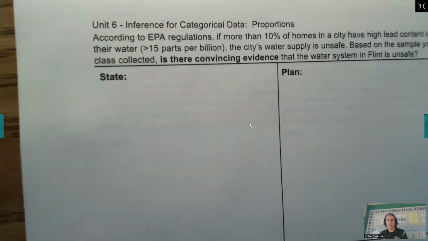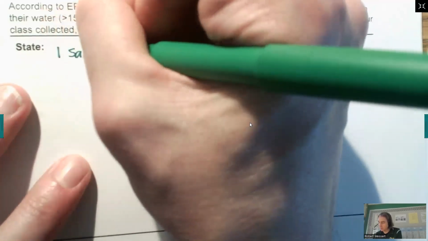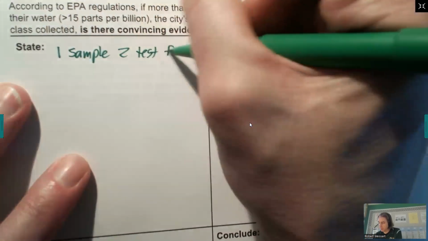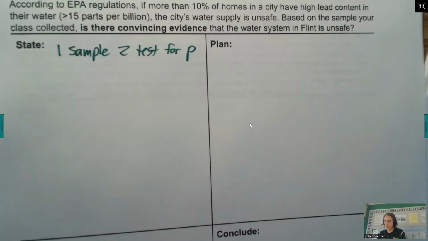When we're going through the state, plan, do, conclude process, we always want to make sure we set up hypotheses first and name the test. You can name the test under plan. I like to name it under state. So this is just a one sample Z test for P. Your calculator says one prop Z test, but you'll write one sample Z test for P.